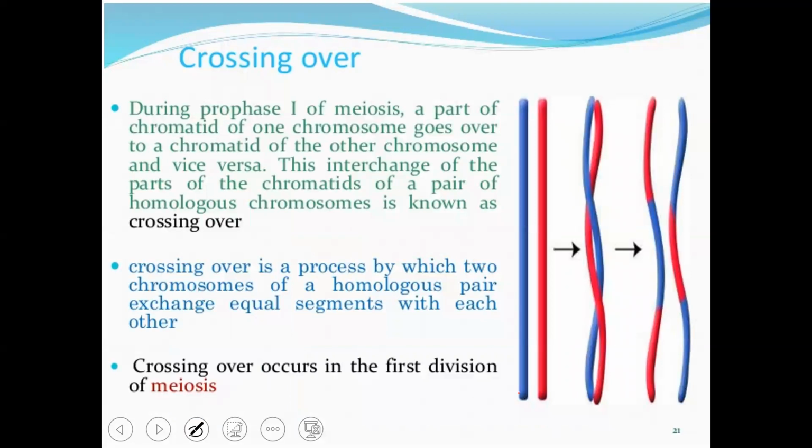During prophase 1 of meiosis, a part of the chromatid of one chromosome goes over to the chromatid of the other chromosome, and vice versa. There will be interchange of the chromatids of a pair. This process is called crossing over. So crossing over is a process by which 2 chromosomes of a homologous pair exchange equal segments. That is most important: whenever there is exchange of genetic material, it exchanges equal segments. Crossing over occurs in the first meiotic division.